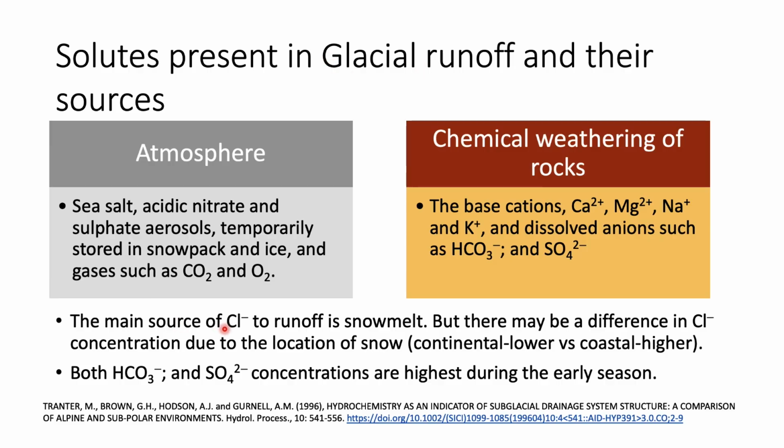The main source of chloride to runoff is snowmelt, but there may be a difference in the chloride concentration due to location of snow. That means continental lower area versus coastal higher areas. In the continental area, we will have lower concentration, and in the coastal area, we will have higher concentration of chloride ions. Both bicarbonate and sulfate concentrations are highest during the early snow melt season.